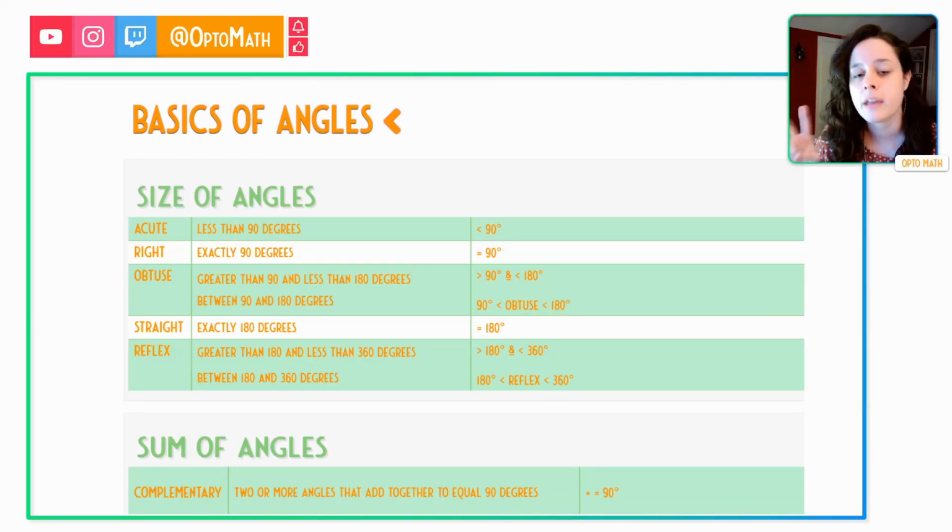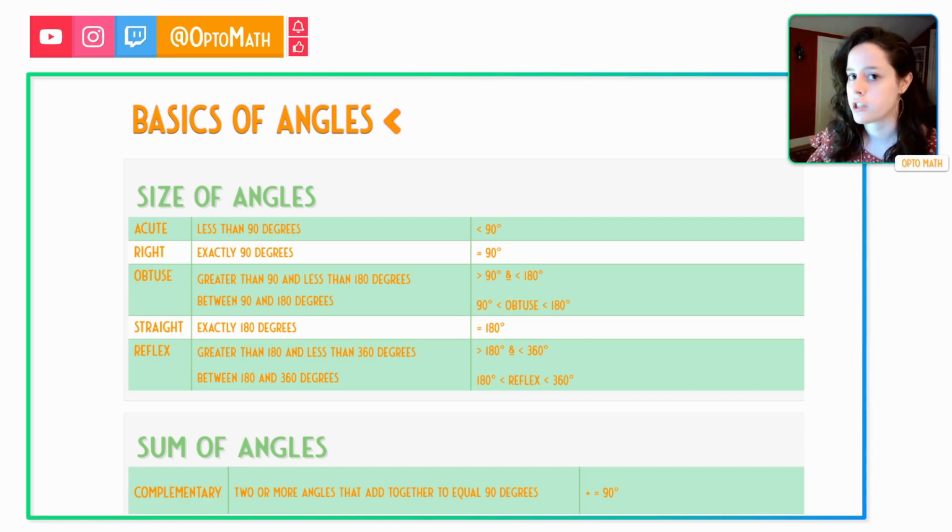We have two main things to talk about. One is the size of angles, and the other is relationships of the sum of angles. And remember, sum just means to add. We've got 5 different types of sizes of angles. Those are acute, right, obtuse, straight, and reflex.